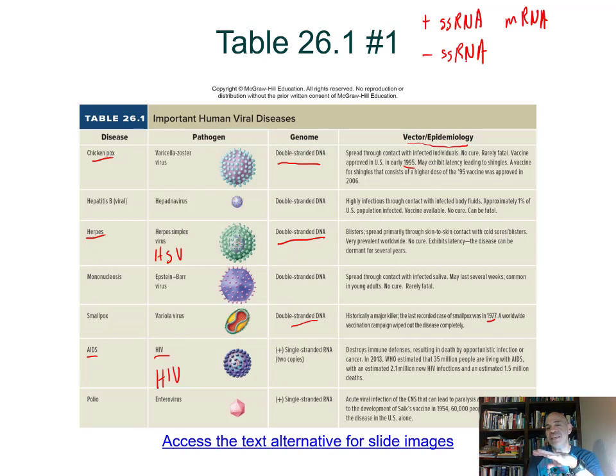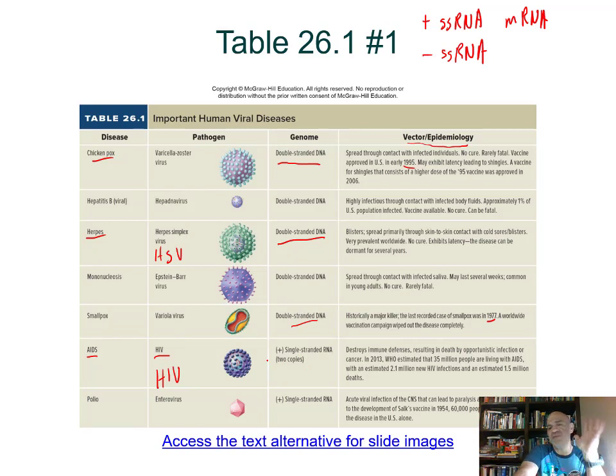Instead, an enzyme is needed to take the sequence of bases on this RNA strand and make the complementary strand that then serves as your messenger RNA to make the viral proteins. So HIV is a positive single-stranded RNA virus. So is polio.